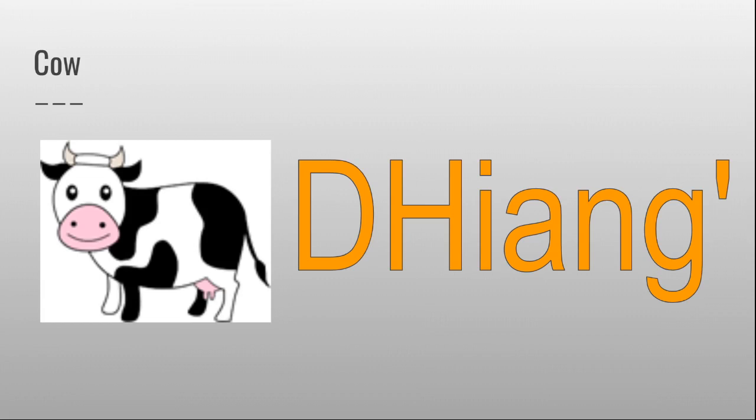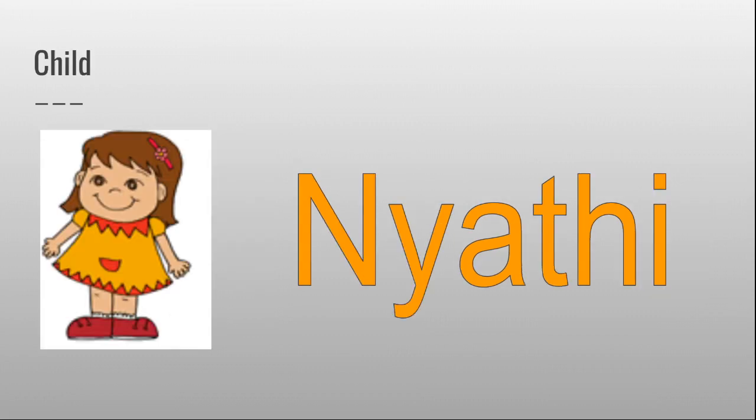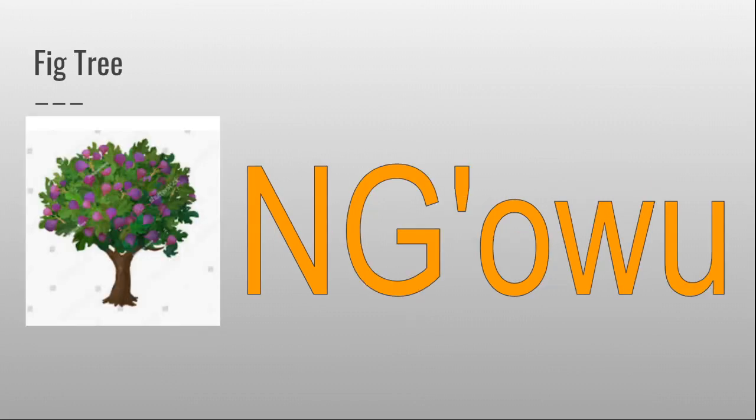And then there's the NG with the apostrophe. So Diang. Then there's NY, and NY is Nya. Nyati. Then there's the NG with an apostrophe, and that is ngou.